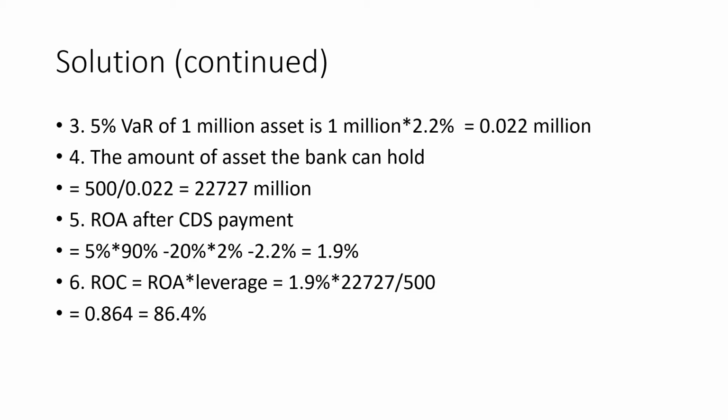4. The amount of asset the bank can hold is equal to the level of capital divided by the $1 million VAR. So it's 500 divided by 0.022. The answer is $22,727 million.